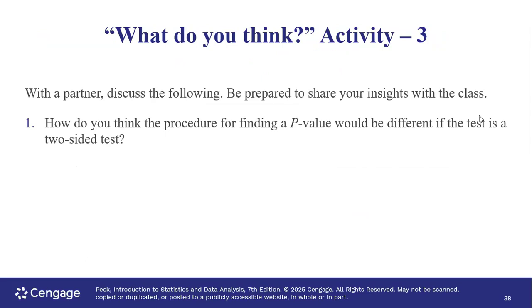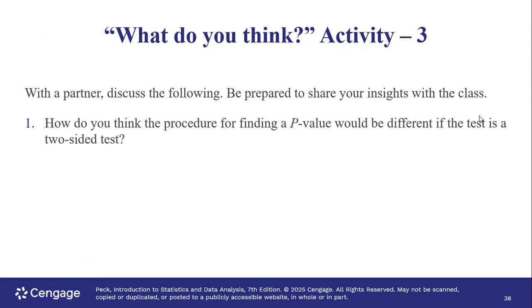With a partner, discuss the following. Be prepared to share your insights with the class. How do you think the procedure for finding the p-value would be different if the test is a two-sided test? What is a two-sided test? Remember, in this case, the null hypothesis is always p equal to 0.33, for example, the population proportion of success. The alternate hypothesis would be HA: p not equal to 0.33, so an equal sign with a slanted line drawn through it means not equal to.